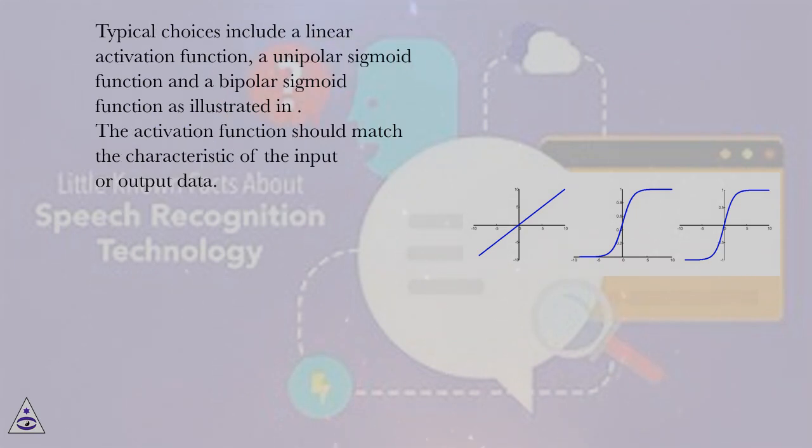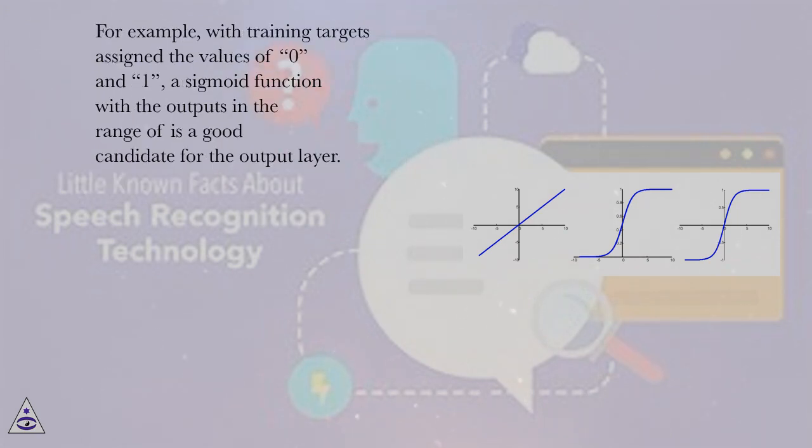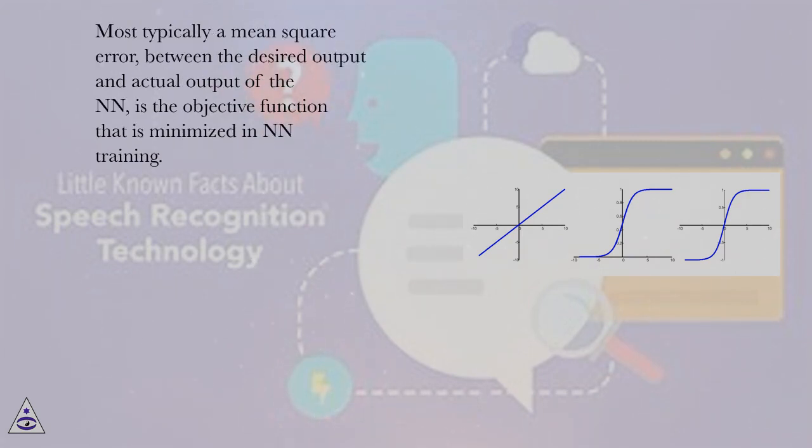Typical choices include a linear activation function, a unipolar sigmoid function and a bipolar sigmoid function as illustrated. The activation function should match the characteristic of the input or output data. For example, with training targets assigned the values of 0 and 1, a sigmoid function with the outputs in the range of 0 to 1 is a good candidate for the output layer. Most typically a mean square error, between the desired output and actual output of the NN, is the objective function that is minimized in NN training.